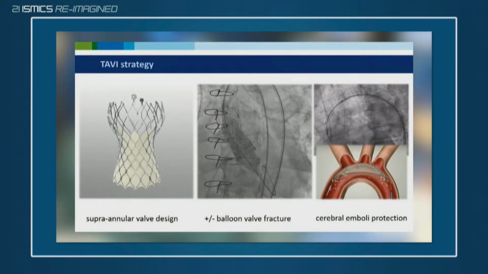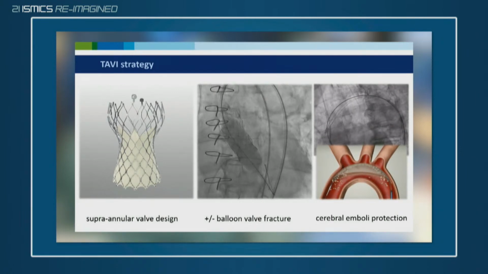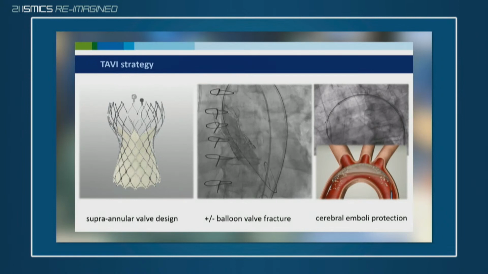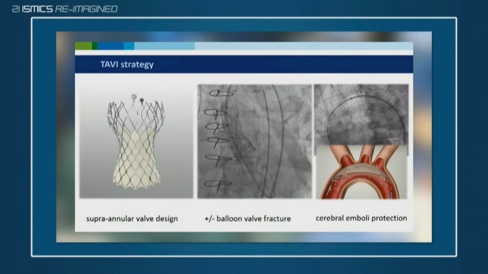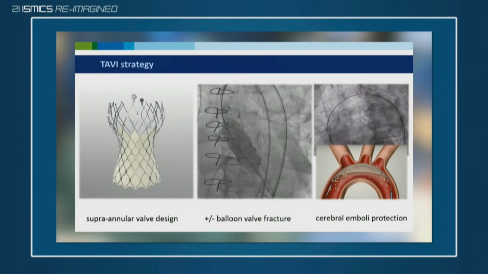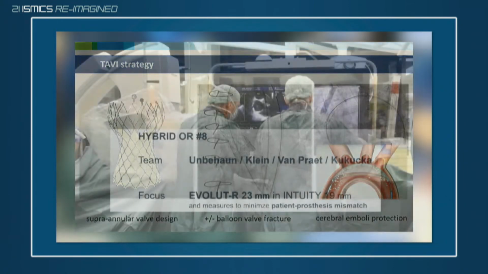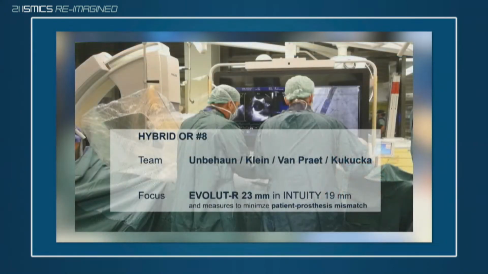Since we are facing the problem of patient prosthesis mismatch, we opted for the Evolut R valve because of her supravalvular design to hopefully keep transvalvular gradients as low as possible. If we would still find some elevated gradients after valve deployment, we will evaluate on the operating table for balloon fracture. The patient has been informed about the off-label character, but anyway, redo surgery was not a good option in this patient. Now I would like to hand over this case to Axel and Christoph.